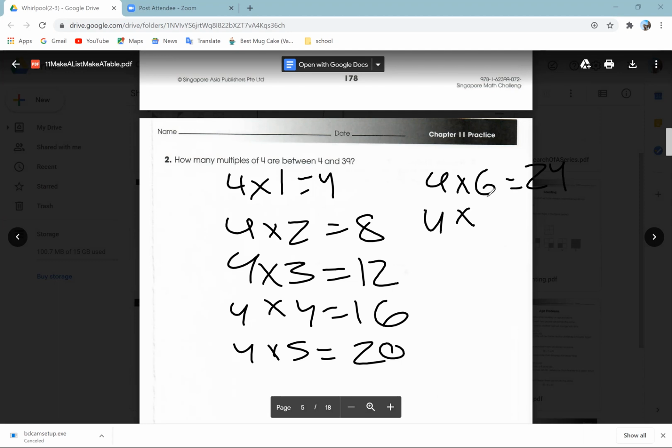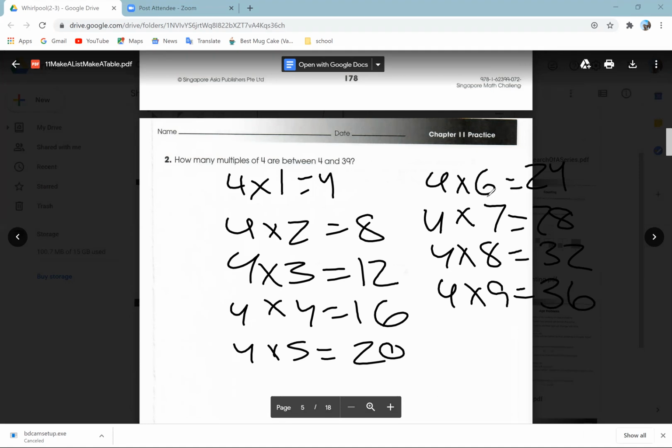4 times 7 is 28. 4 times 8 is 32. And 4 times 9 is 36. If we go any higher, 4 times 10 would be 40, and that would be going over. So we have 1, 2, 3, 4, 5, 6, 7, 8, 9. Let's count again. 1, 2, 3, 4, 5, 6, 7, 8, 9. So the answer to this problem is 9.